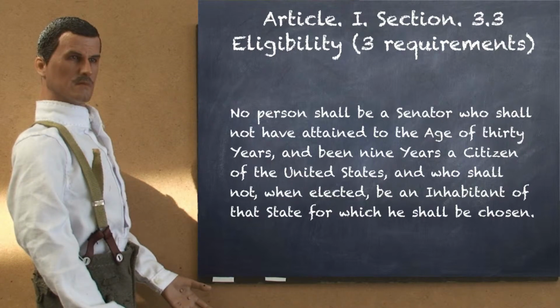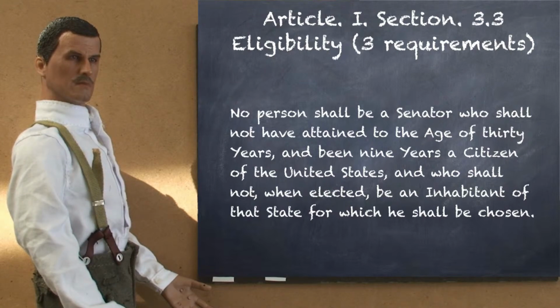So basically 3 requirements. He has to be at least 30 years old. He has to be a U.S. citizen for 9 years. And he has to be an inhabitant of the state that he's becoming a senator for. And so you notice he doesn't have to be a naturally born citizen, a native citizen. He could have been an immigrant and then got his naturalized citizenship and could be a senator.